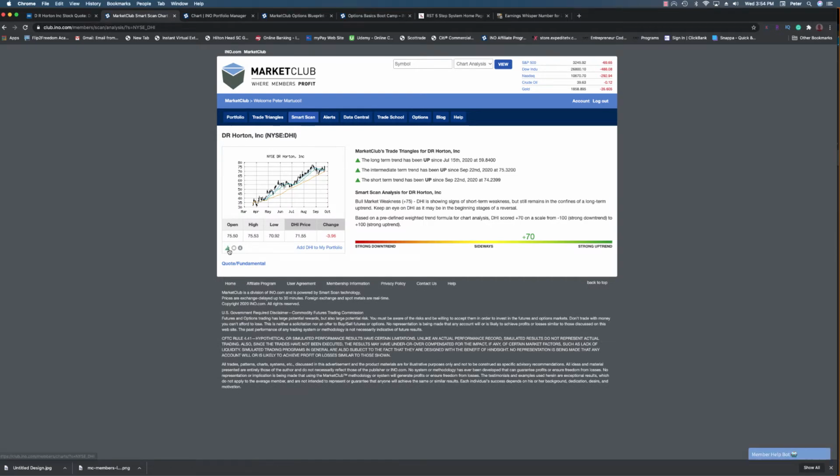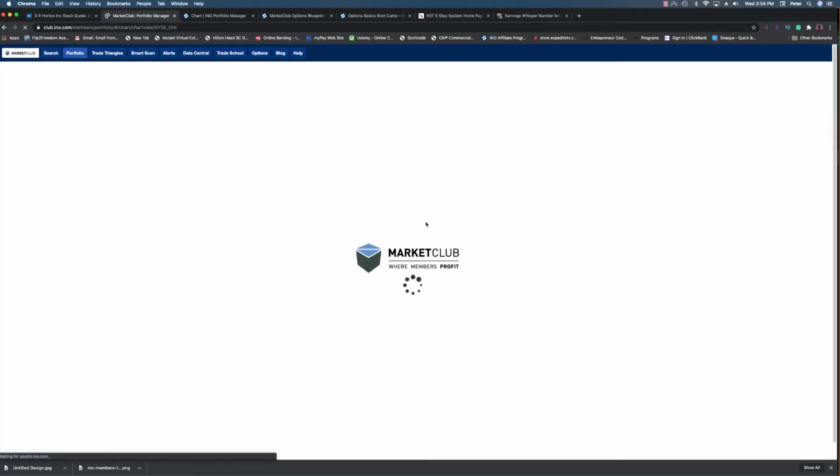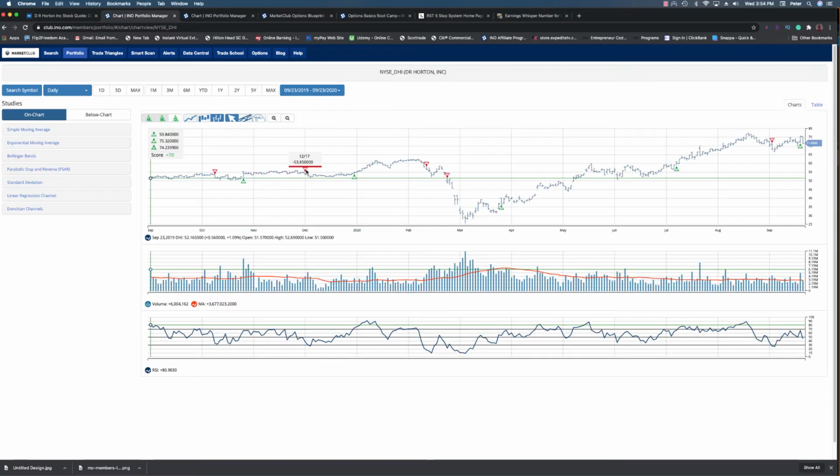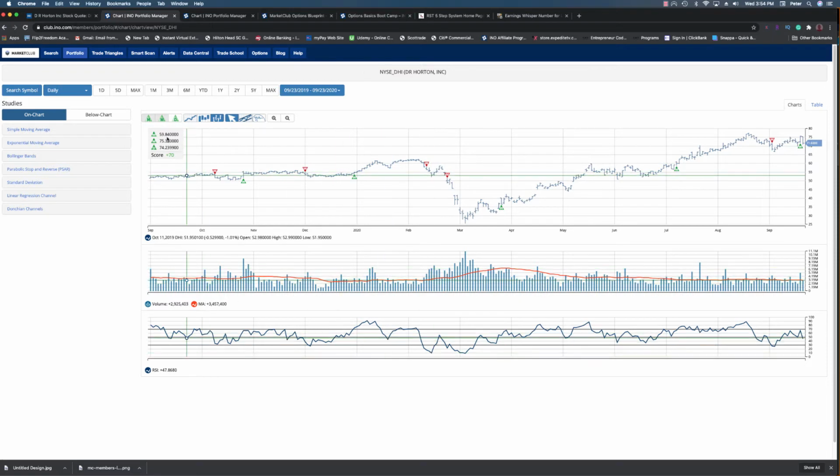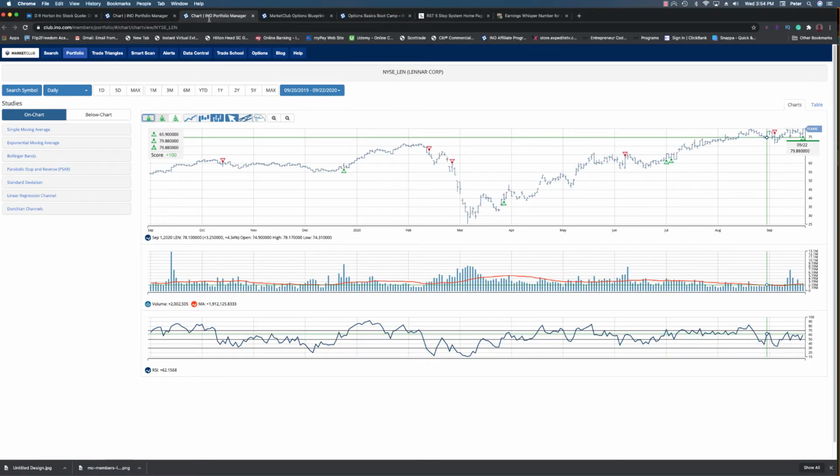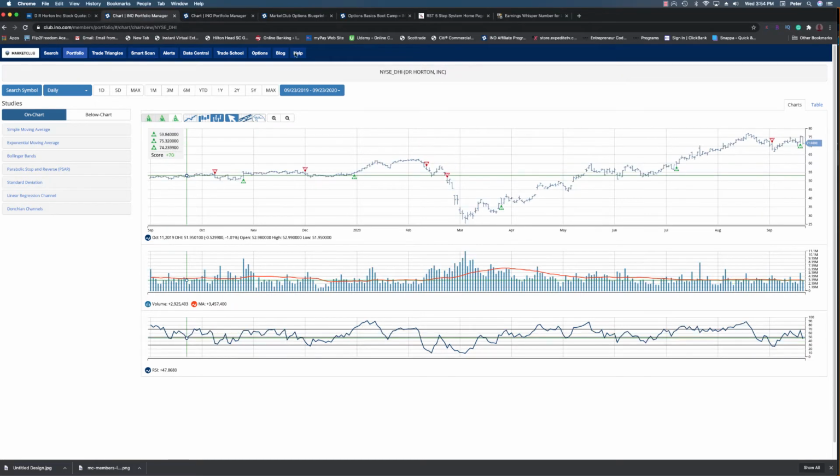They're showing plus 70 now, but yesterday, I usually do my scans at night after the market's closed, these were both at plus 100. You can see Lennar is still a plus 100, but DR Horton is a plus 70, just because it's dropped so much. But they had weekly trade triangles. And you remember in the last video I was showing you guys, the weekly trade triangles take all the emotions out of the trade.